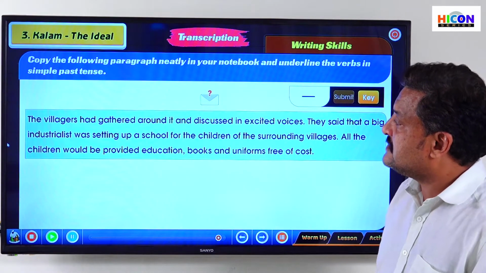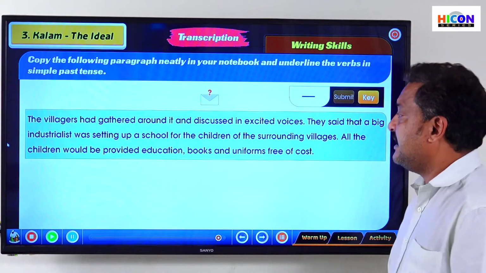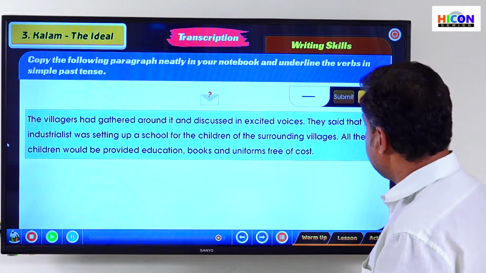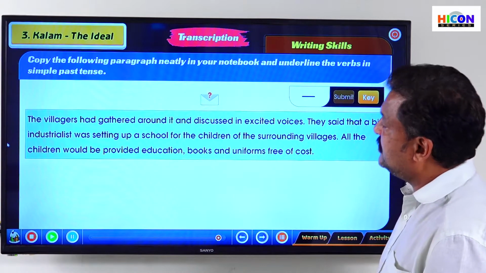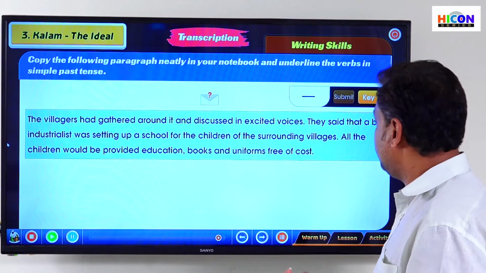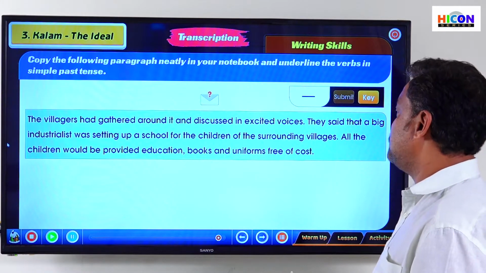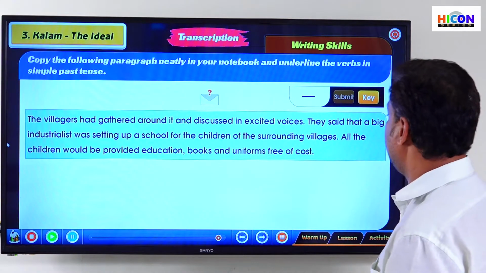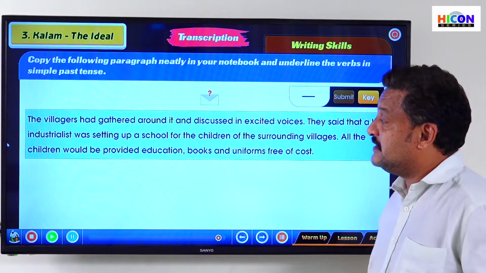The villagers had gathered around it and discussed in excited voices. They said that a big industrialist was setting up a school for the children of the surrounding villages. All the children would be provided education, books, and uniforms free of cost. So, which are the verbs in this?